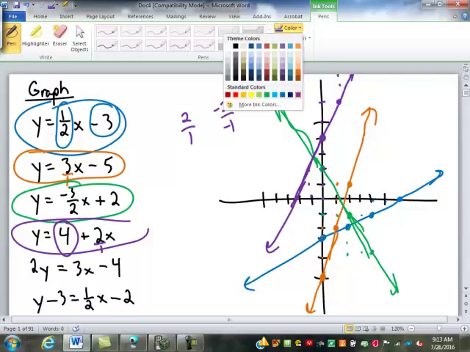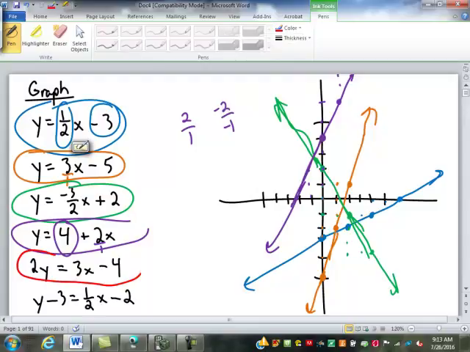Next down here in red. What is different about that equation from the ones we have seen in the past?